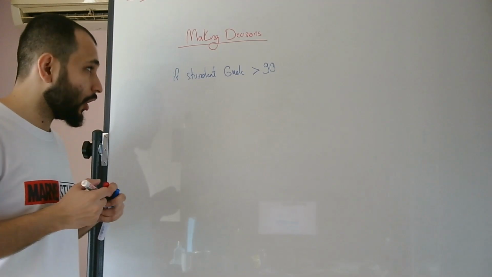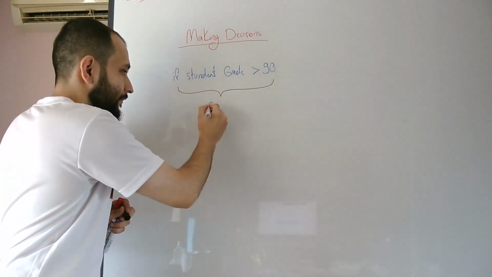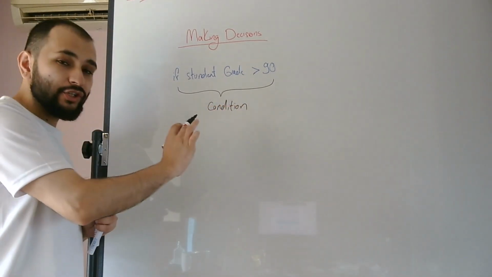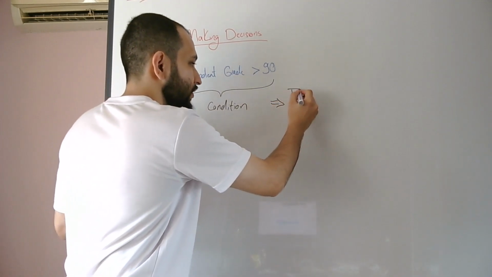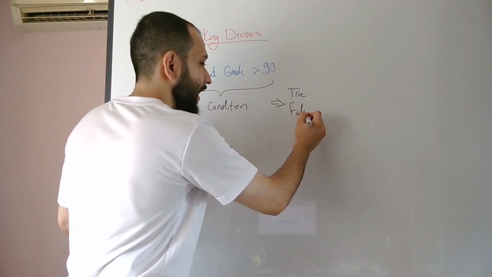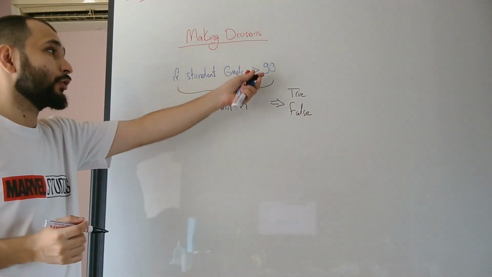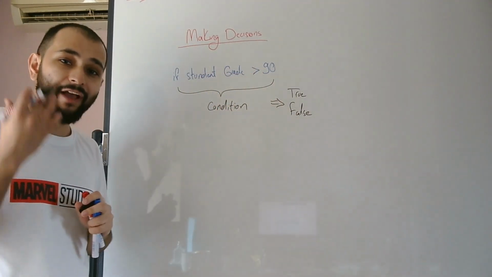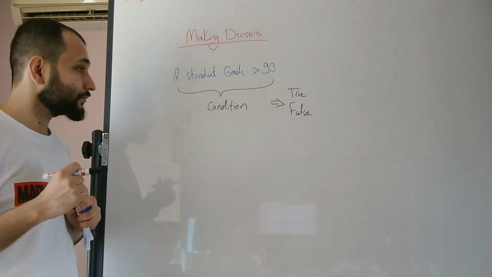What will we call this statement? We can call it a condition, right? This is a condition, and conditions evaluate to either true or false. So there are two states for conditions, either true or false. If the student's grade is greater than 90, then it's true, otherwise it's false. For every condition, there are only two states, true or false.